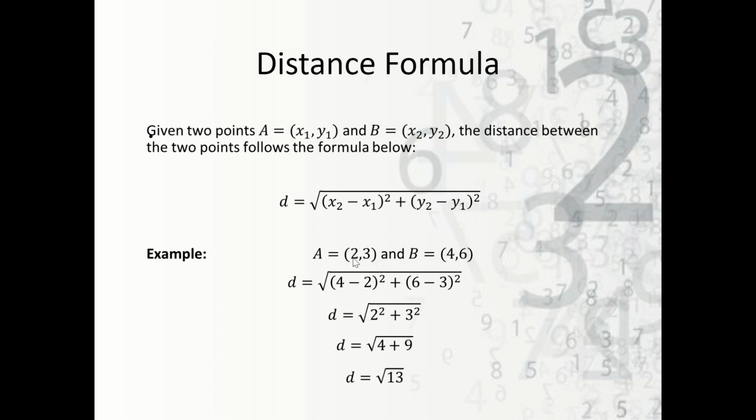So for instance, if we had 2 points and the first point was (2, 3) and the second point was (4, 6), we'd say that the distance is equal to the square root of (4 minus 2) squared plus (6 minus 3) squared. Well, 2 squared is 4, and 3 squared is 9, so this is 4 plus 9 under the square root. We combine those and we get the square root of 13. There is no perfect square root of 13, so we just leave it like that.